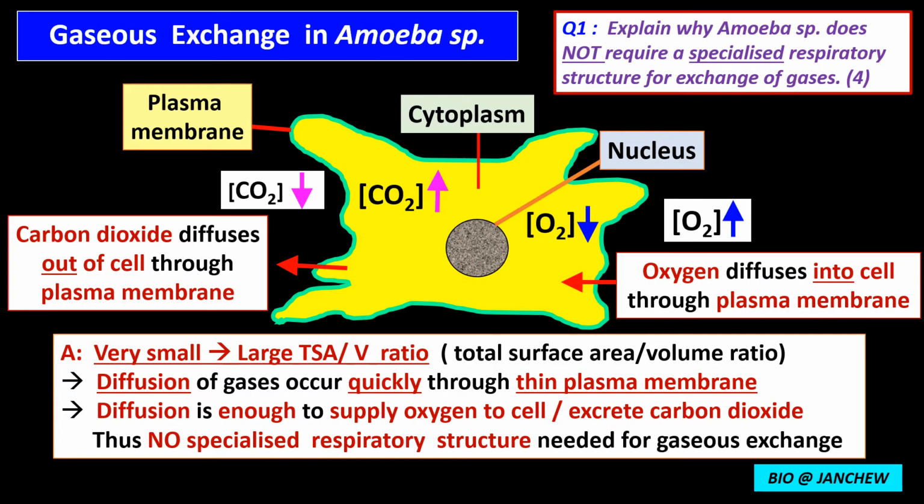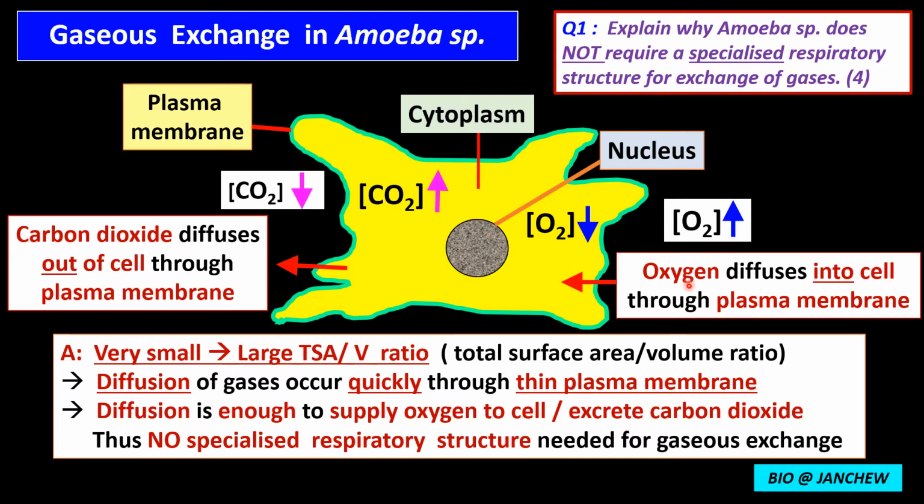Let us first discuss gaseous exchange in a unicellular organism, that is, amoeba species. Firstly, how does gaseous exchange occur in amoeba species? Now, we've studied a bit about that in chapter 2 of the Form 4 syllabus. So, firstly, we must explain that the concentration of oxygen is higher in the environment than in the cell, because the oxygen within the cell is constantly used for cellular respiration.